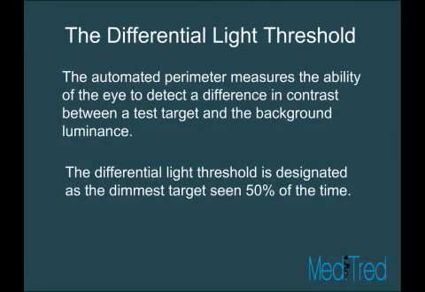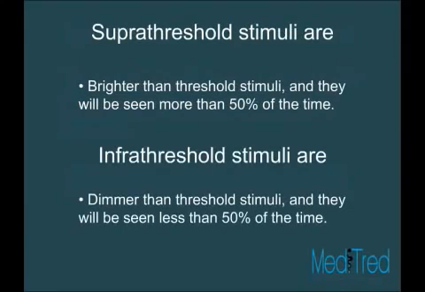The automated perimeter measures the ability of the eye to detect a difference in contrast between a test target and the background luminance. The differential light threshold, or the threshold target, is designated as the dimmest target that is seen 50% of the time. Stimuli that are suprathreshold are brighter than threshold stimuli and are seen more than 50% of the time, versus infrathreshold stimuli, which are seen less than 50% of the time.